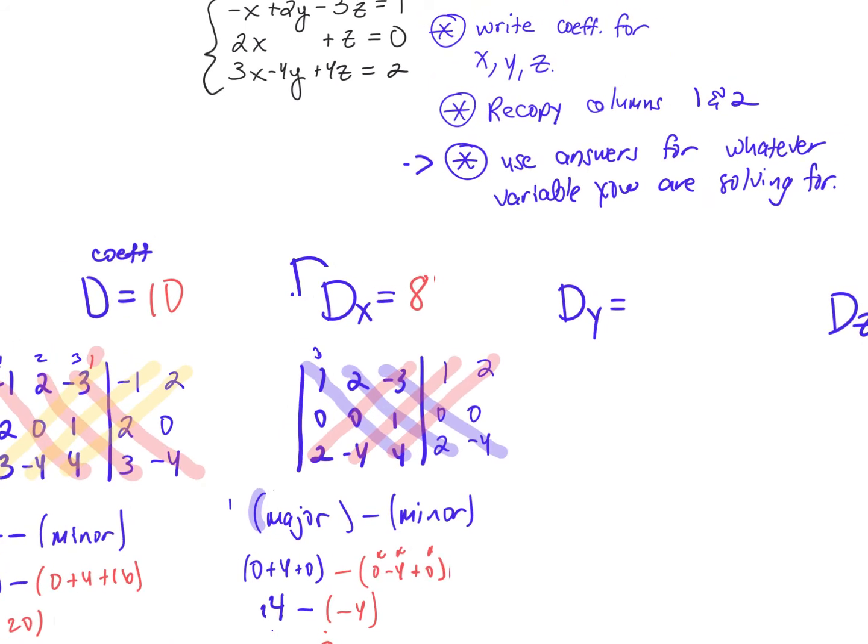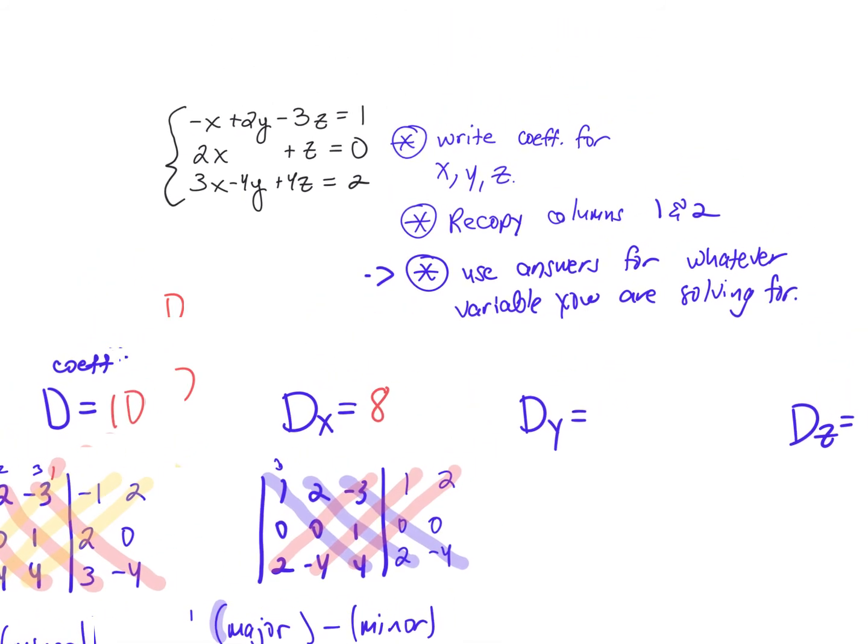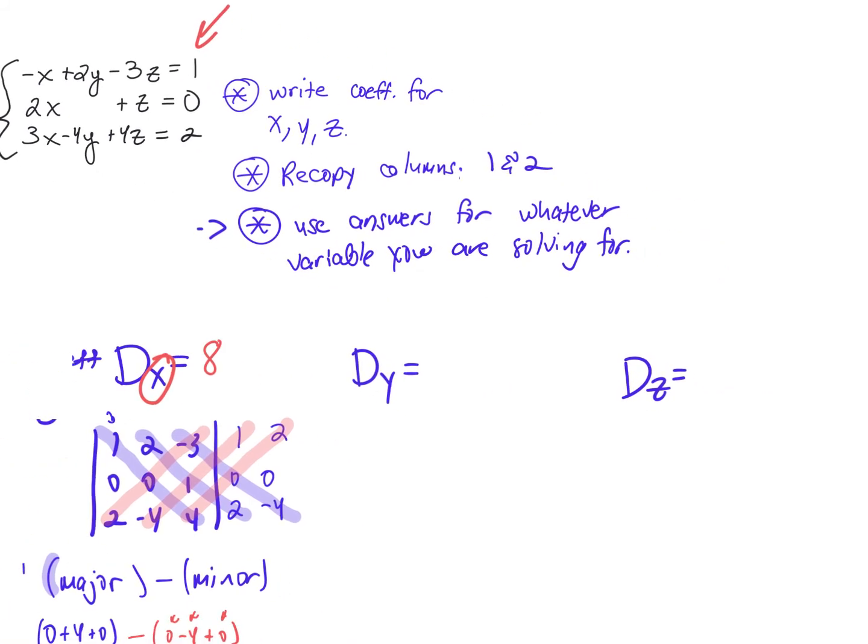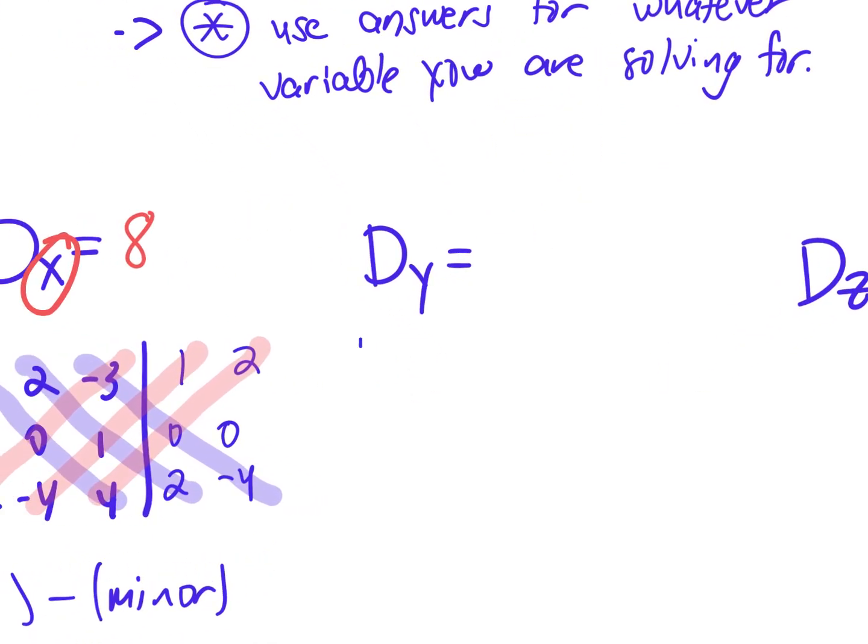Good job. Wait, that first column, where'd you get that from? The 1, 0, 2? Mm-hmm. Whatever variable you're looking for, so we're finding our d sub x, you plug in the answers. So now for the y column, I'm going to plug in the answers. Good question. So we're finding d sub y. That means in my y column, that's where I put my answers.